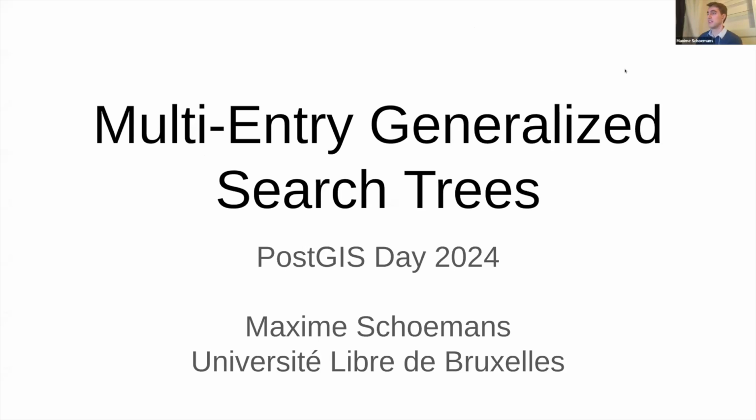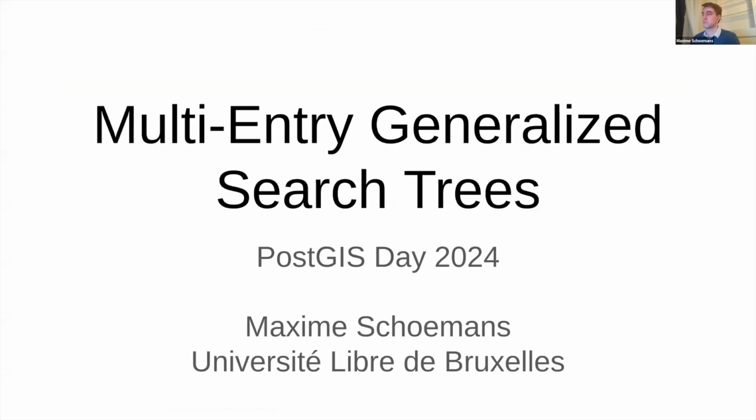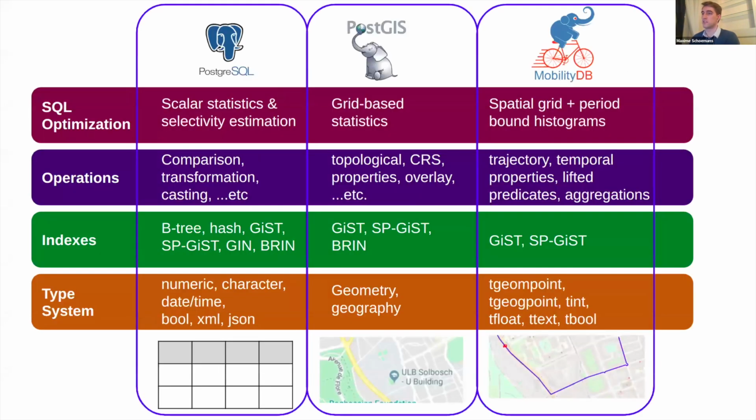Okay. Thank you. So let me start by giving some context on who I am, what I'm doing, and why I'm here, what I'm presenting today. I'm a PhD student working in Brussels, mainly on mobility databases. Specifically, I'm working on MobilityDB, which is a spatiotemporal extension on top of Postgres and PostGIS, and mainly adds new temporal and spatiotemporal data types to the database.